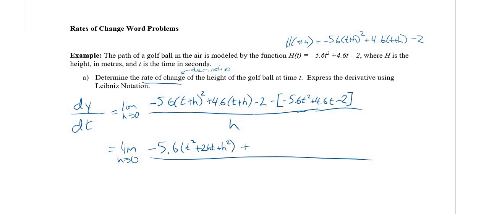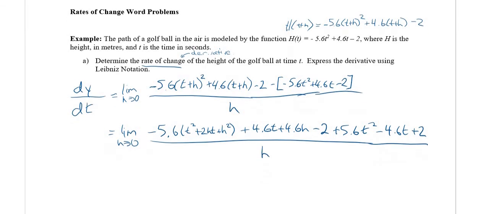We could expand out the next term. So it's going to be 4.6t plus 4.6h minus 2. And then we can flip all the signs in the next set of brackets. So it's going to be plus 5.6t squared minus 4.6t plus 2, all over h.